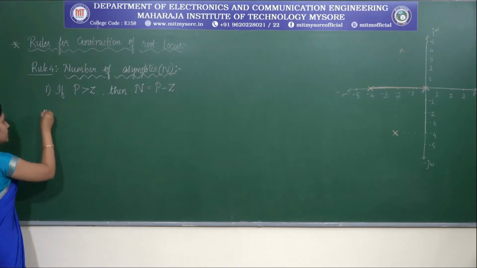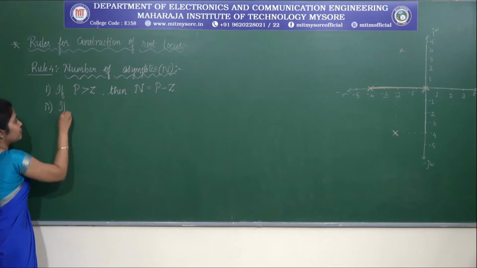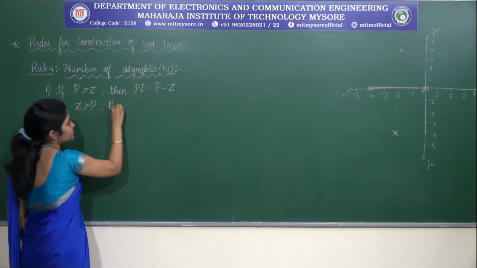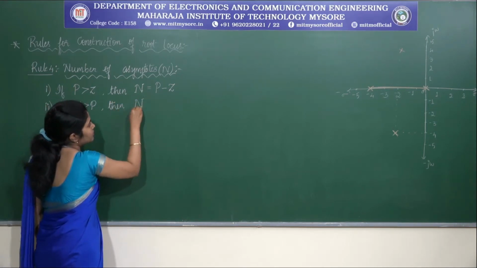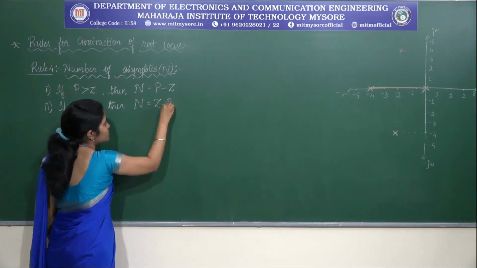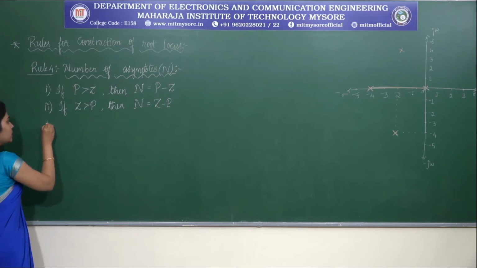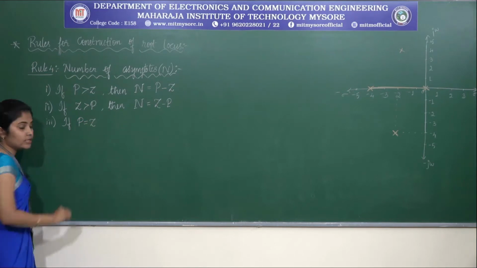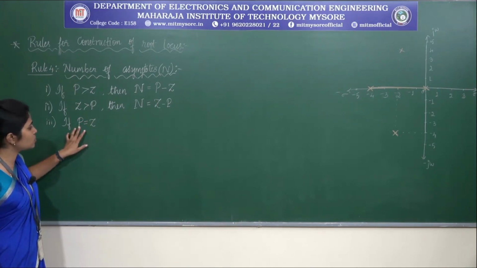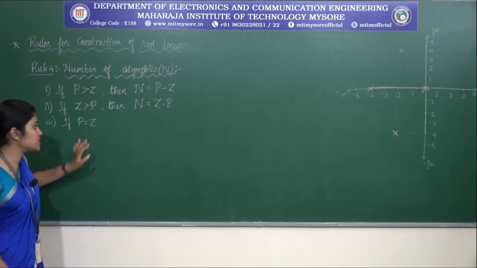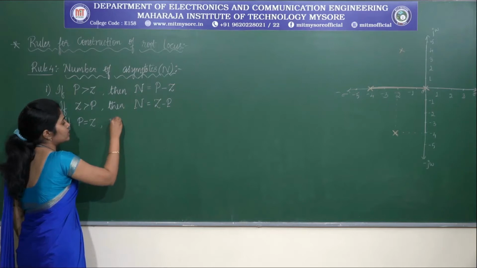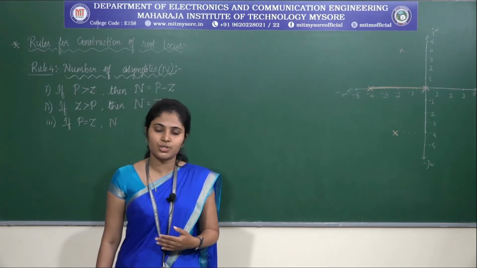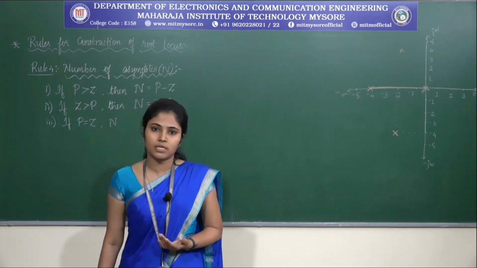Clear? Similarly, the second one, if Z is greater than P, then n is equal to Z minus P. Third one, if P is equal to Z, which means the number of poles and the number of zeros are the same, then we will not get asymptotes, because all the poles present in the given transfer function are terminating at the zeros present in the given transfer function.